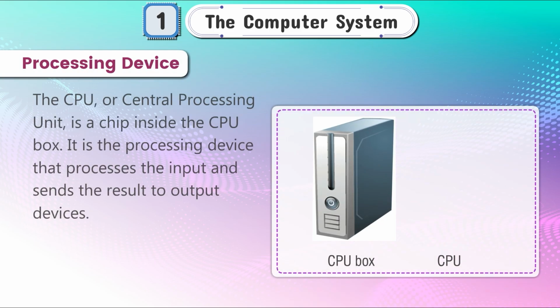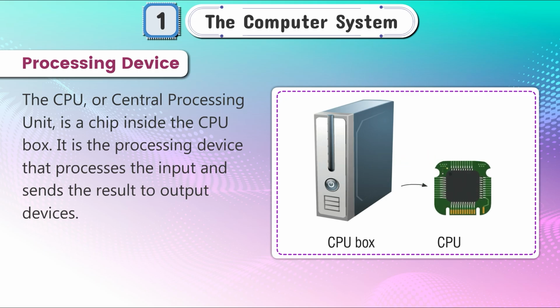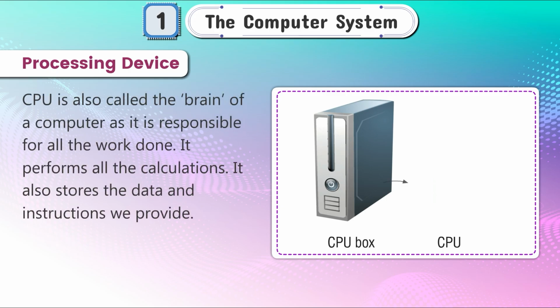Processing device. The CPU, or Central Processing Unit, is a chip inside the CPU box. It is the processing device that processes the input and sends the result to output devices. CPU is also called the brain of a computer, as it is responsible for all the work done. It performs all the calculations. It also stores the data and instructions we provide.